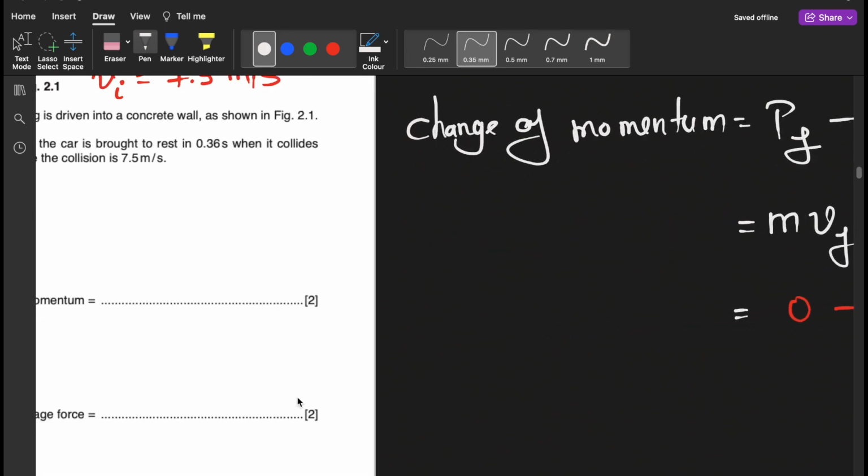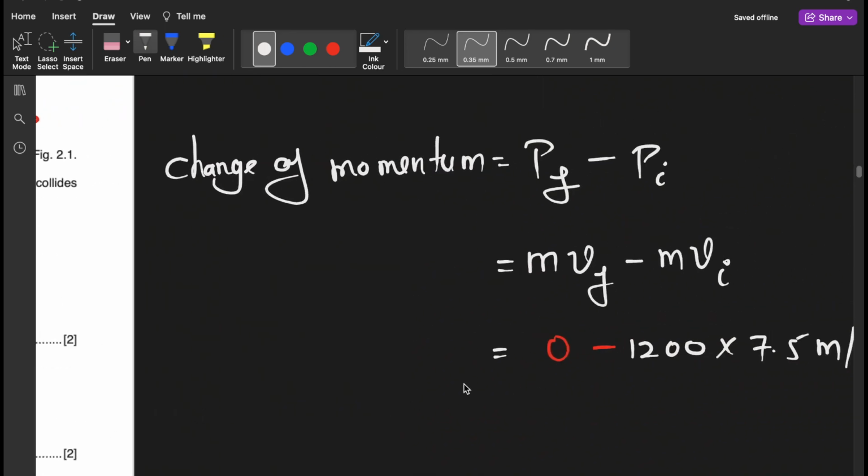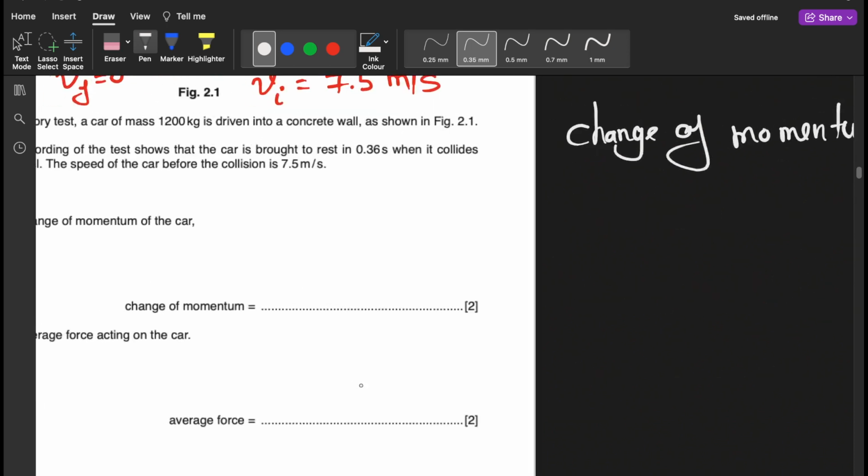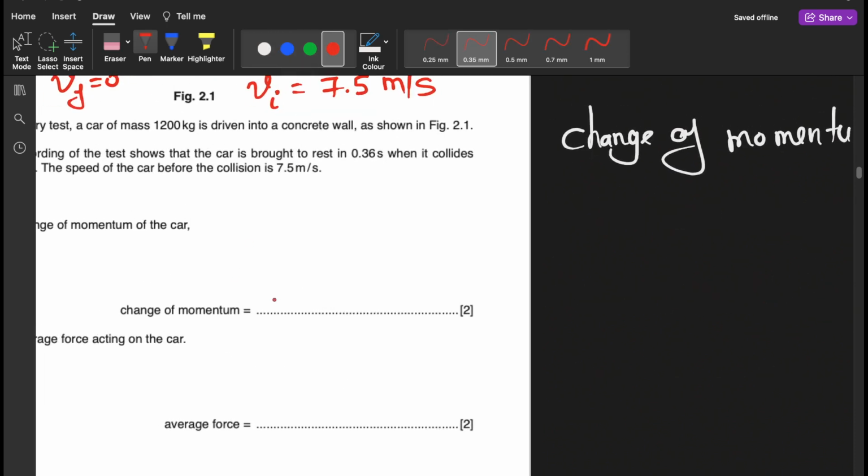So it is decreasing velocity. Can you multiply? Yes, sir. So it comes out to be 9,000. Okay, that's exactly correct. So the change in the momentum comes out to be 9,000. What is the unit?